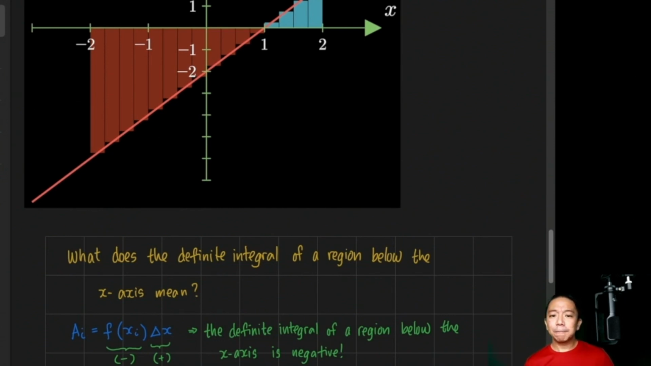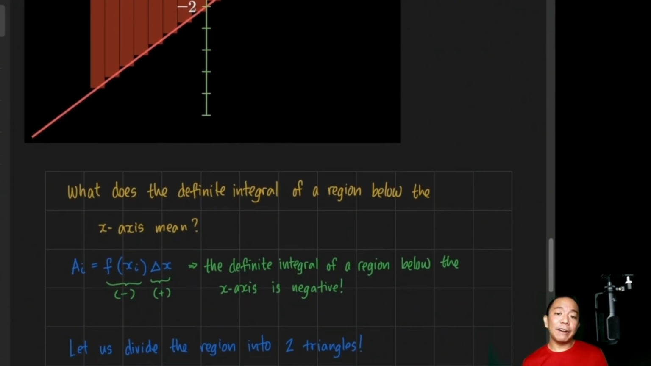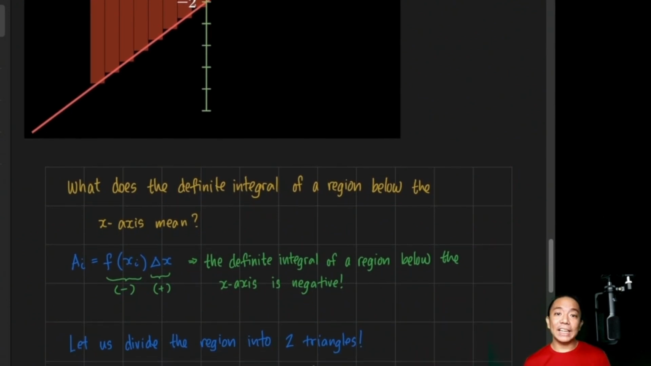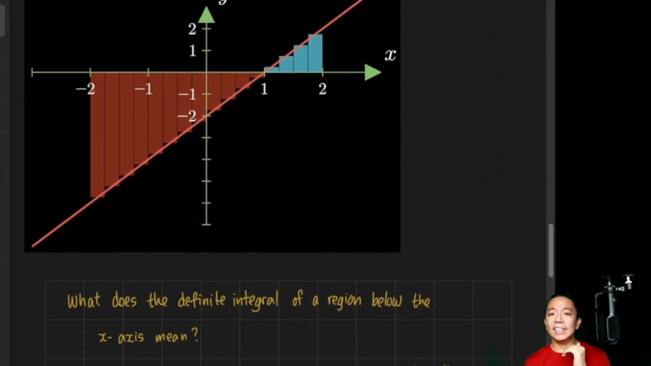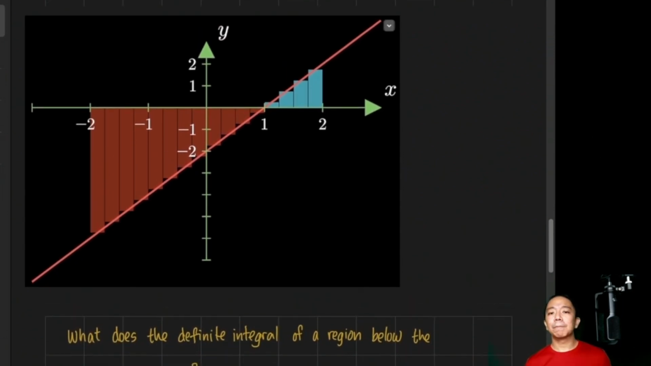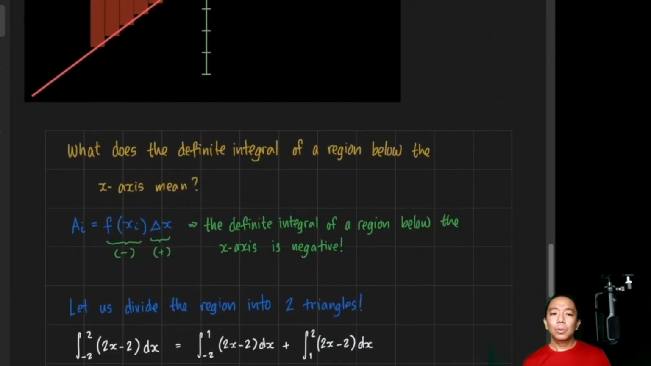Okay, so what we'll do here is we'll divide yung region into two triangles, the triangle below the x-axis and the triangle above the x-axis. Which means that we'll write the definite integral from negative 2 to 2 of 2x minus 2 into two parts. First, the definite integral from negative 2 to 1 nung 2x minus 2. This is the entire region below the x-axis. Tapos, the definite integral from 1 to 2 of 2x minus 2, which is the entire region above the x-axis.